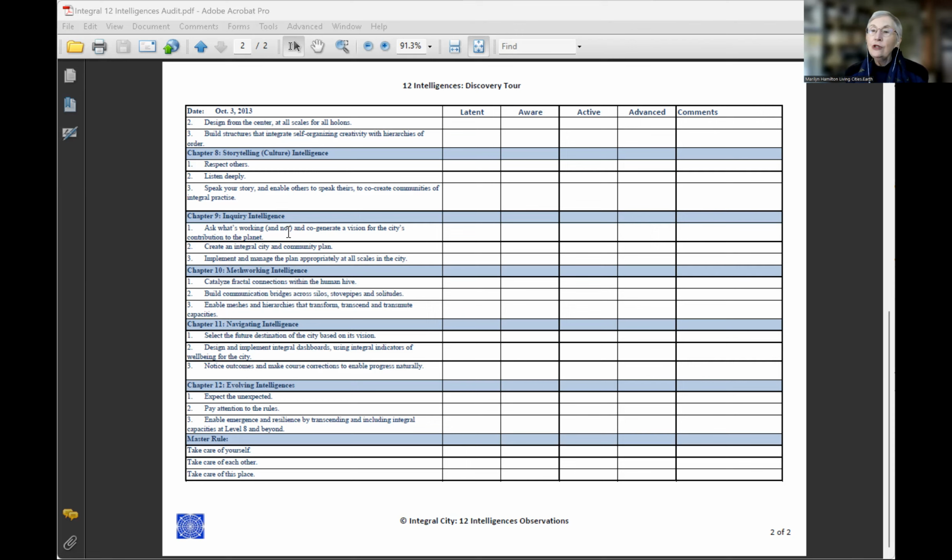Secondly, pay attention to the rules. What are the rules? Well, we could say the rules are all the other intelligences that are on the GPS. We could also say that they're the four voices of the city. They could also be the five maps of the city that I proposed. Each of them, including this whole discovery tour, are a set of rules that help and guide us to live integrally, holistically, complexly, adaptively within the city.